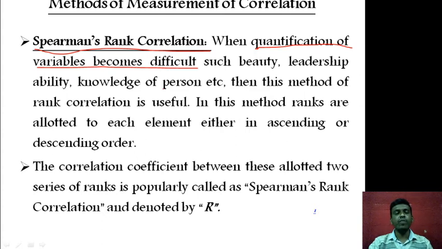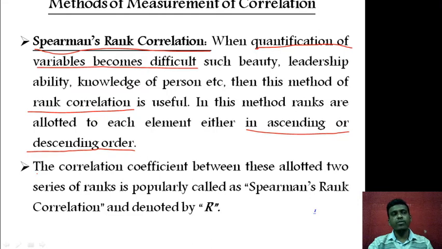Then in this method, what we do instead is give ranks. Hence it is known as rank correlation, and that is why we use Spearman's rank correlation method. In this method, ranks are allotted to each element or variable either in ascending order or descending order. Remember, this can be done in either ascending or descending order without changing your final answer. We then find the correlation coefficient between these two allotted series of ranks.